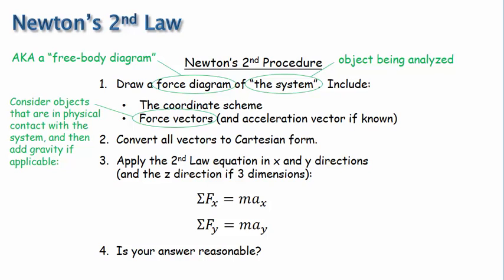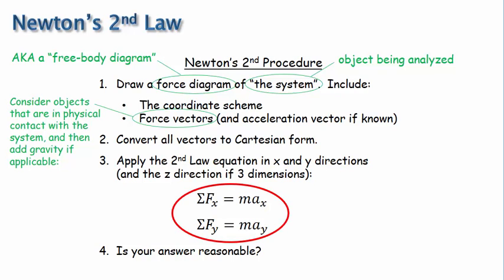Step 2 is to convert the vectors to Cartesian form. We need to do that so that we can do the next step, which is to apply the second law equation mathematically. Notice, like all vector equations, Newton's second law is multiple equations in one, one for each direction.